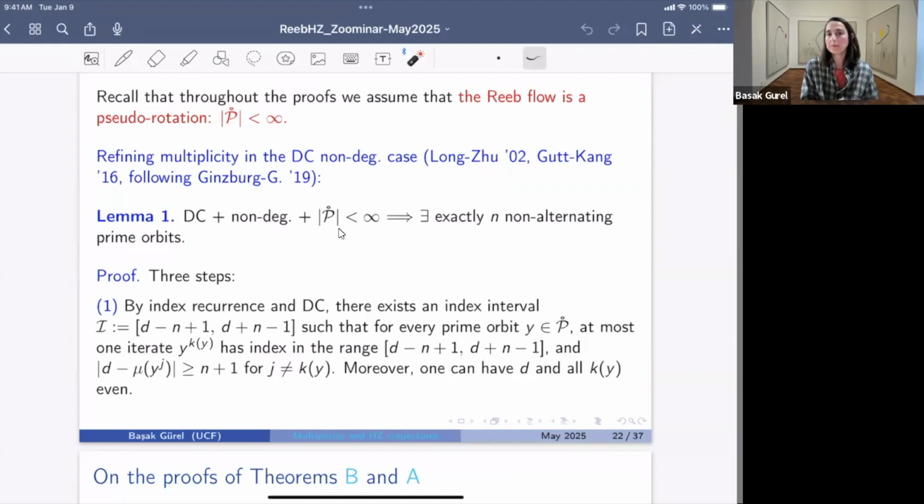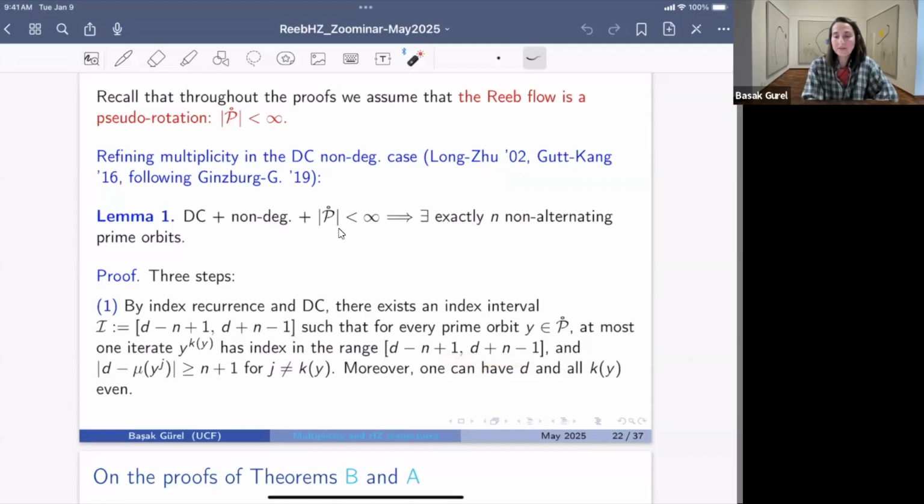So you can apply it to one map or finitely many maps. If we have time, I can say a bit more about this. But in the index recurrence and DC case, what does DC bias? DC bias that the first recurrent situation is going to happen at least in n plus 1. So you need to go at least that much by this index lower bound. So it tells us that you have this index interval, d minus n plus 1 to d plus n minus 1, such that for every prime orbit, at most one iterate can enter this index range.